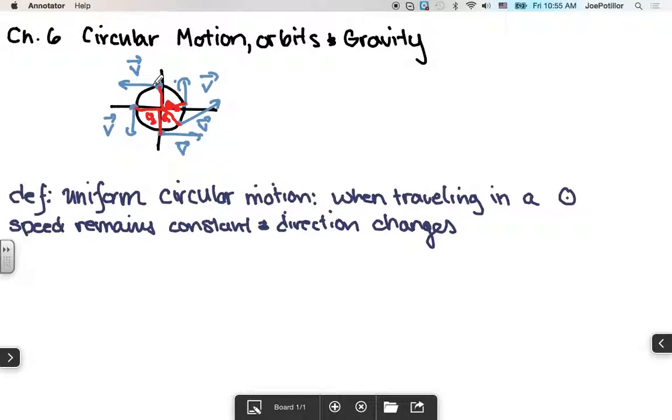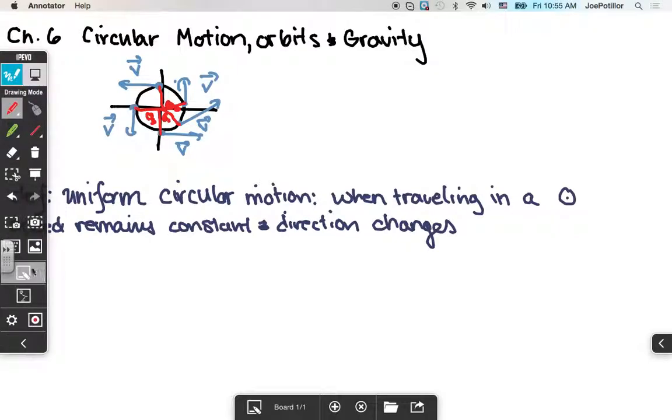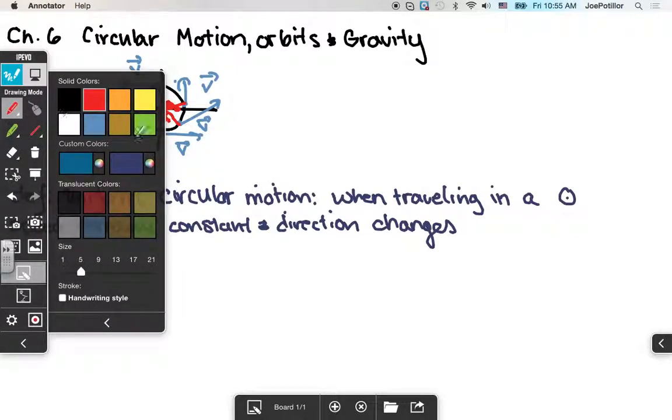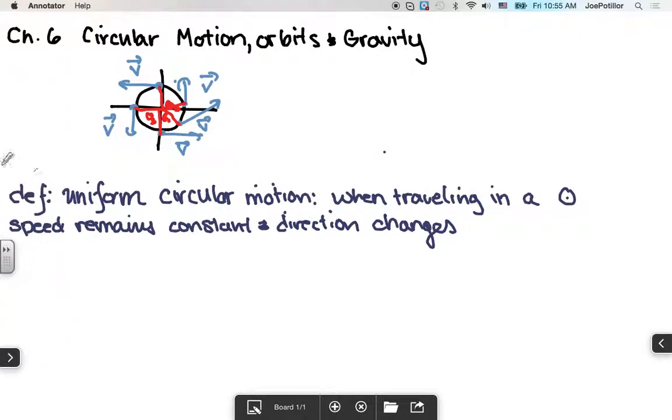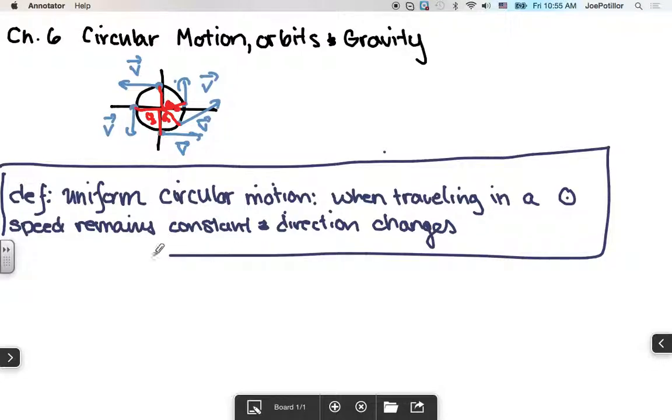Since we're talking about circles, we're going to have to review all that stuff from geometry that you should have learned, or rather that you probably did learn and have probably forgotten by now, I'm sure. So we're going to review all of these particular points. This is a definition of uniform circular motion for you guys. What happened, basically.